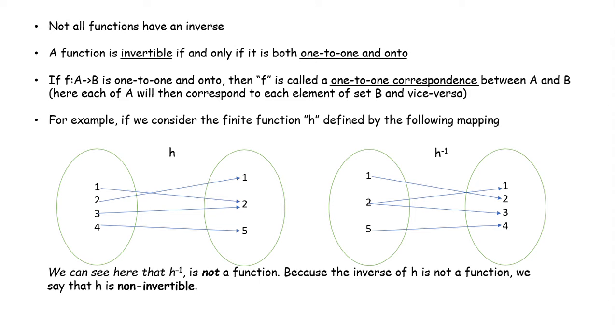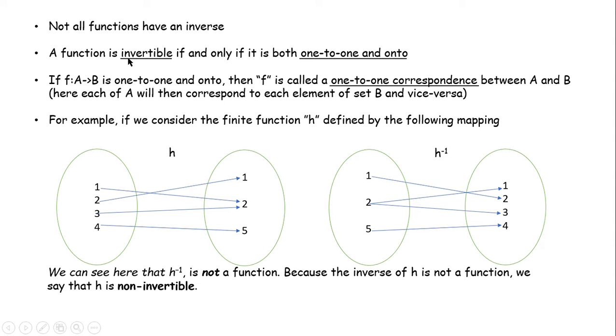But we have to keep this in mind that not all functions have an inverse. It is not possible to reverse the mapping every time. It is not the case that if there is a mapping from set A to B, then you simply reverse the mapping from set B to A and it becomes invertible. No, it is not like this. There are some conditions for the mapping to be reversed. And what are these conditions?